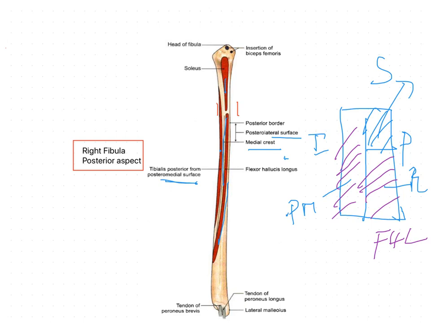If you see the borders, the anterior border of the fibula gives attachment to the anterior intermuscular septum and also the superior extensor retinaculum and superior peroneal retinaculum. The posterior border gives attachment to the posterior intermuscular septum, and the interosseous border gives attachment to the interosseous membrane.